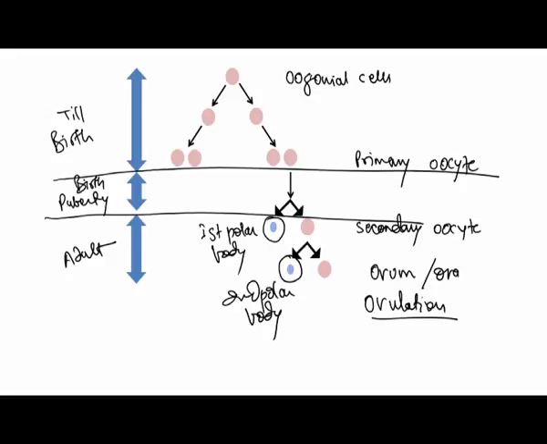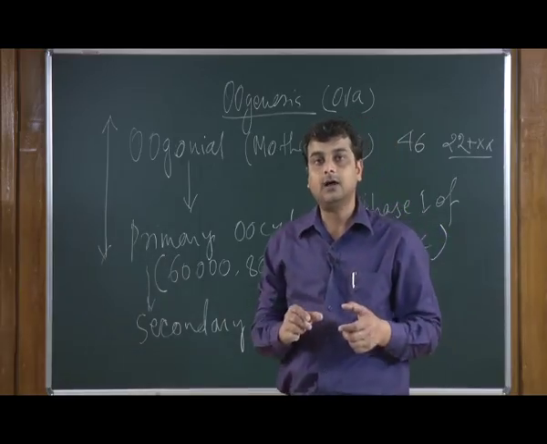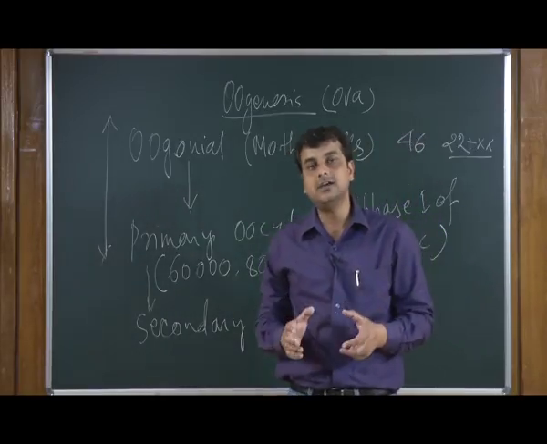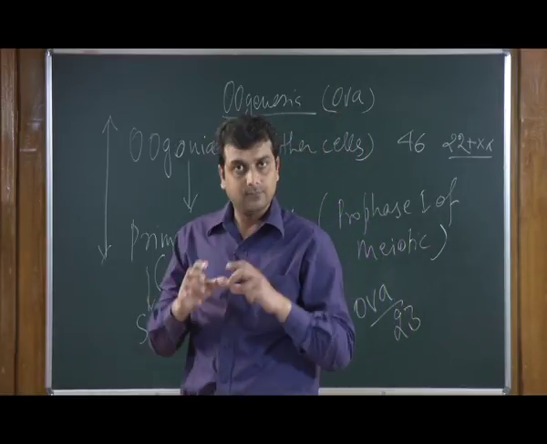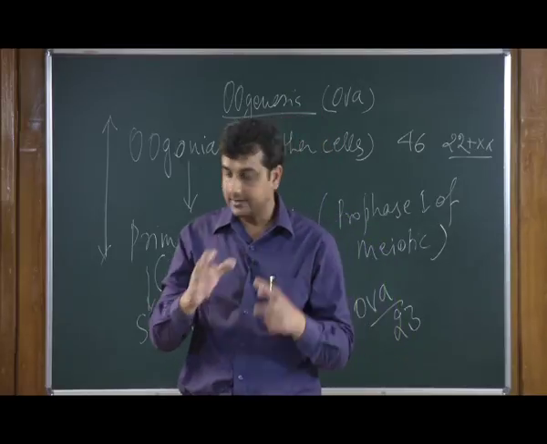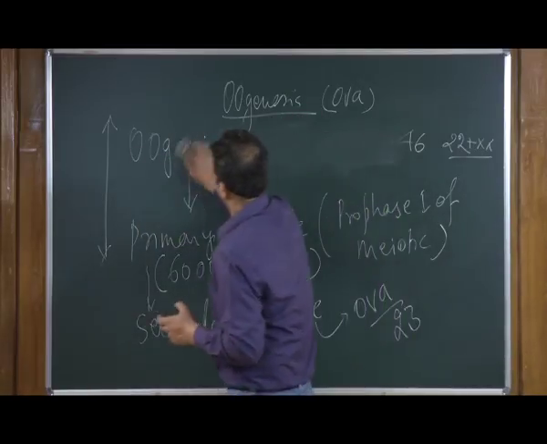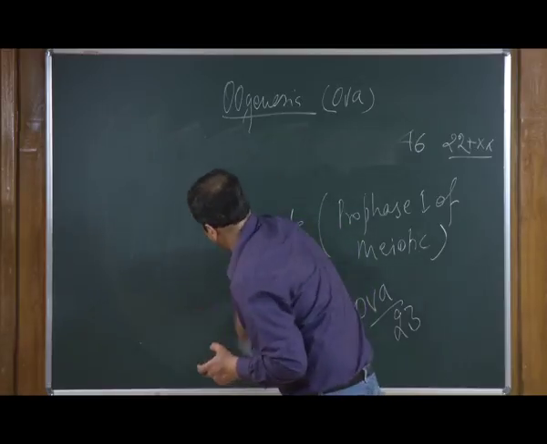If we look at the left side of our panel, we have a gradation: till birth we have this kind of feature, and then after birth to puberty we have this suspended stage. Then secondary oocytes come during adulthood, after attaining puberty, and then the ova is released by the process of ovulation. Let's see the actual process of oogenesis, taking the follicle as an example, and we will understand this whole process in great detail. So let's start and look at this process in detail.